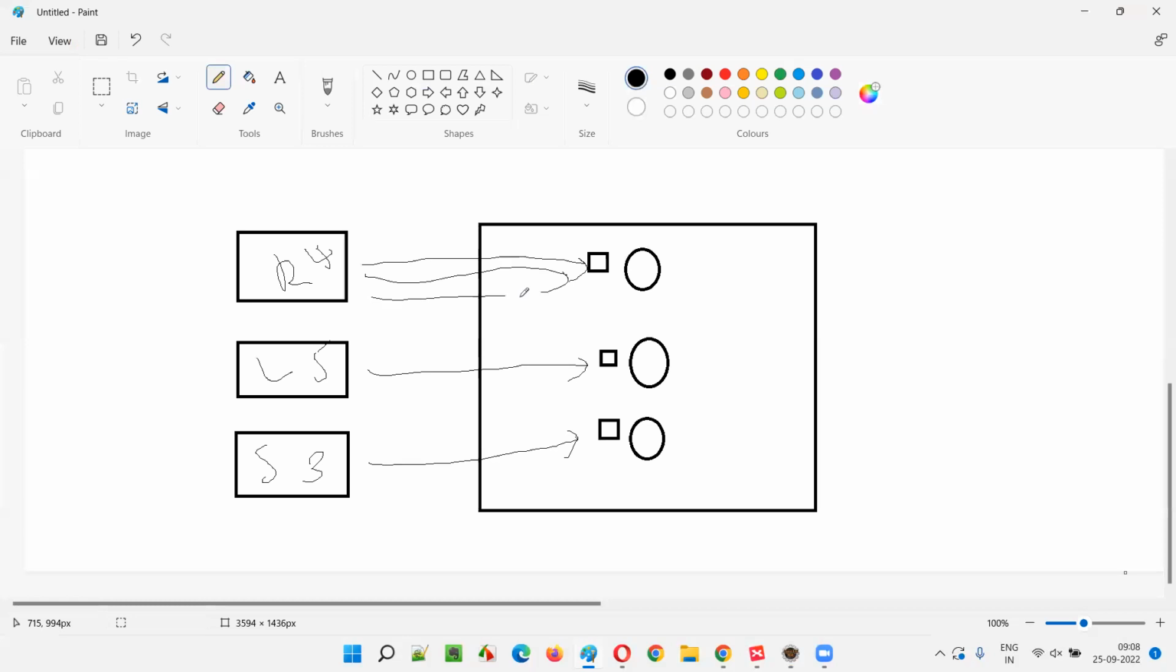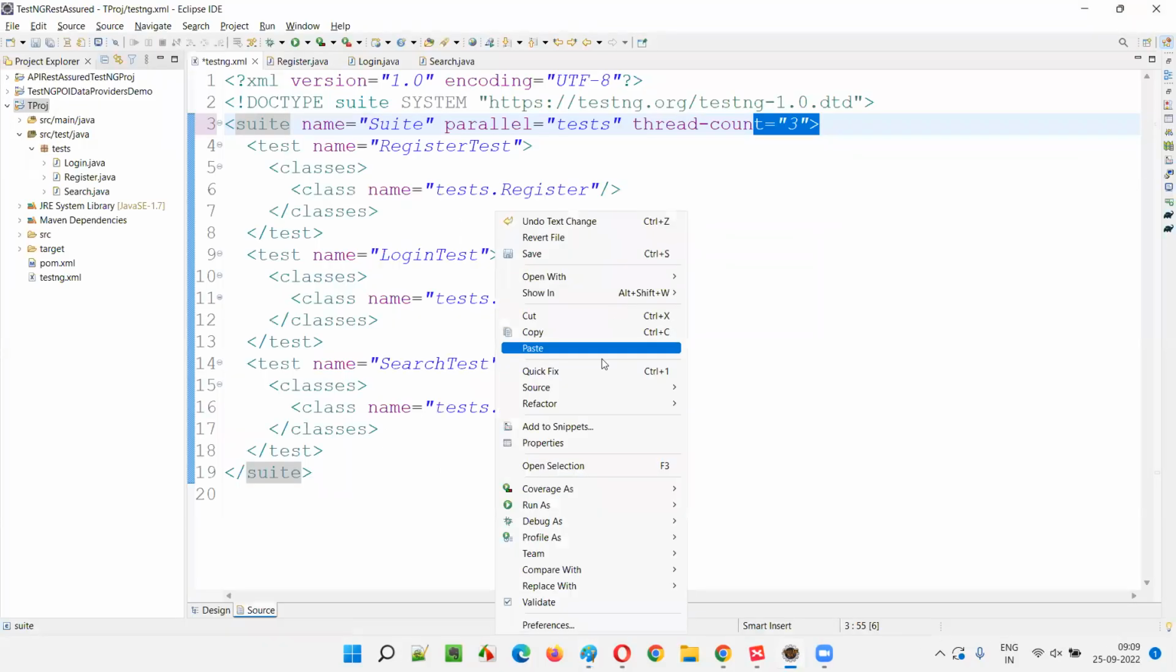Here, group-wise they are sequential, but at the test tag level they are parallel. So parallel execution is happening at the group level here, at the test tag level. That you can see now.